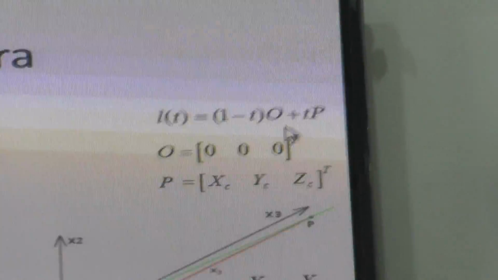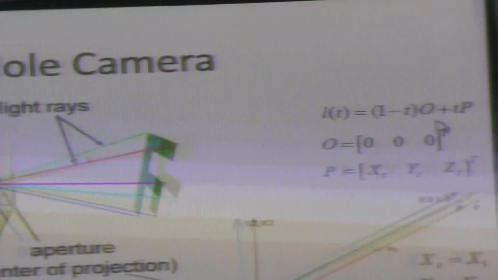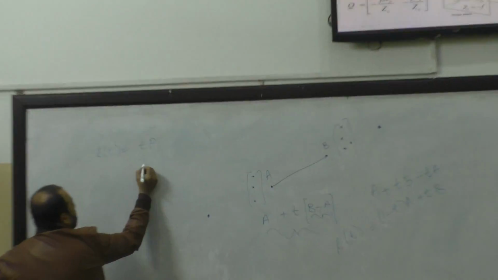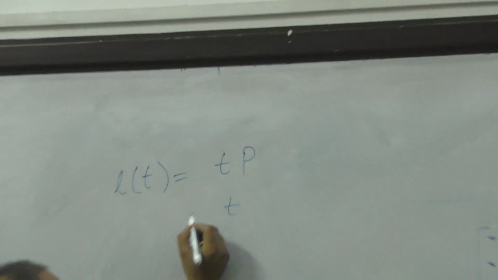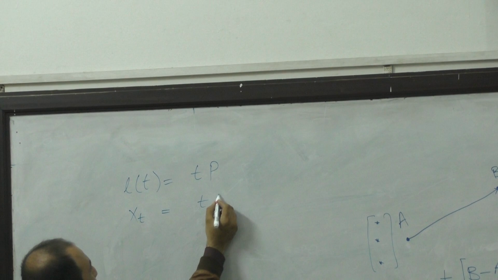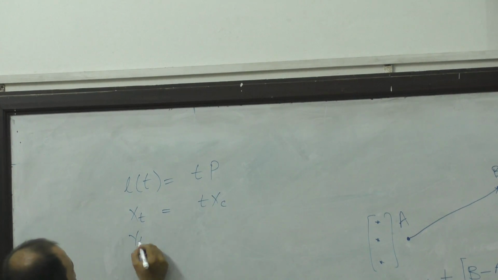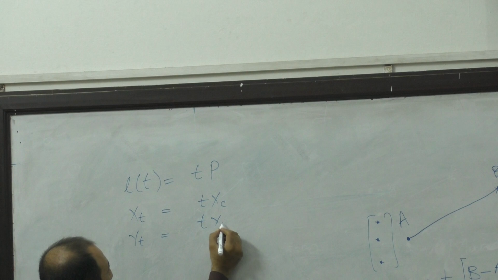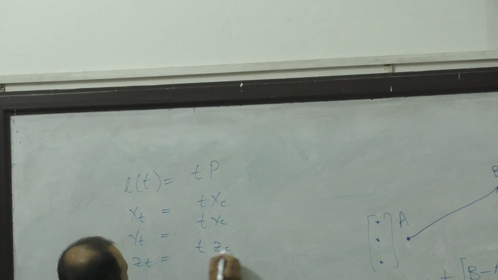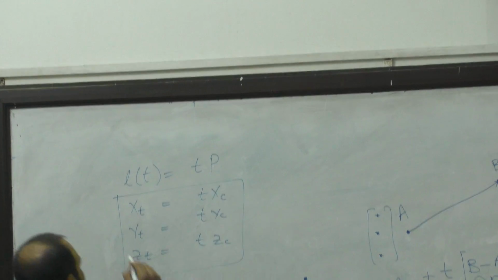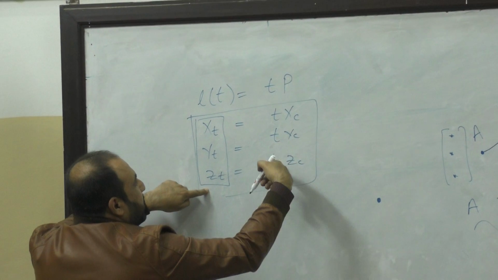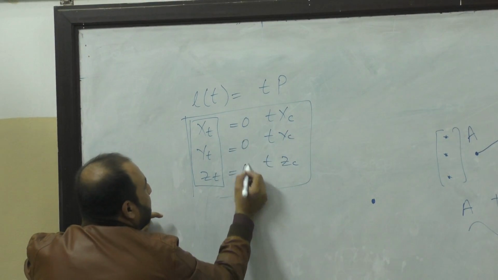Okay. This point O is 0, 0, 0, so the line ends up to be t times p, which is t times, so the x coordinate of the line, so any point that is on the line has this x coordinate, the y coordinate is, and the z coordinate is t times c. This is a point on the line. You change t, you get different points. By the way, ये zero add होगा इसमें.